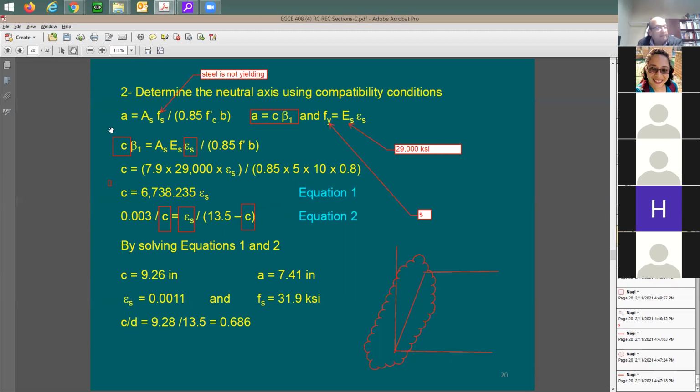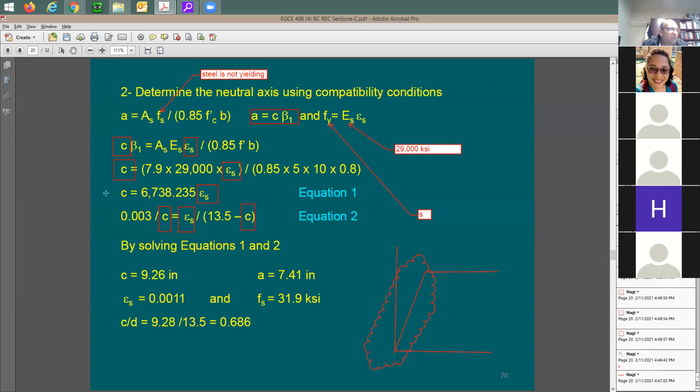So let me take this equation. It's going to be C equals. I'm going to take this beta 1 in the denominator. So it's going to be equal to 7.9 AS times ES times the strain in the steel, which is still my unknown, so I'm going to put a box around it, divided by 0.85 F prime C, B, and beta 1. Here's beta 1. Here is B. Here is F prime C. This is going to be the 0.85. I still have these two unknowns. I'm going to clean this equation a little bit and finish it. I'm going to end up with C and epsilon S. And here's the multiplier.